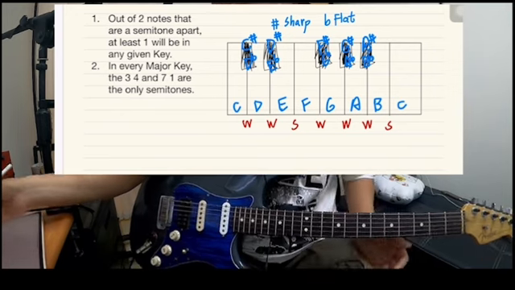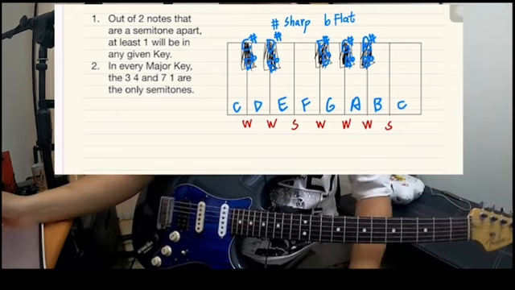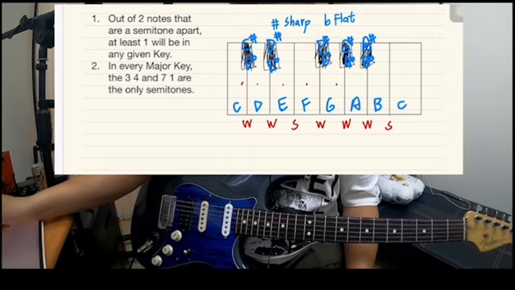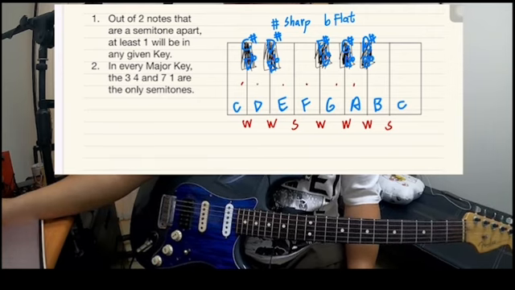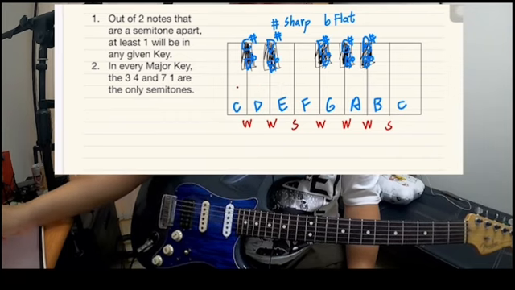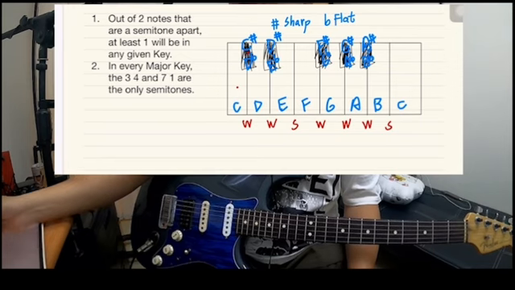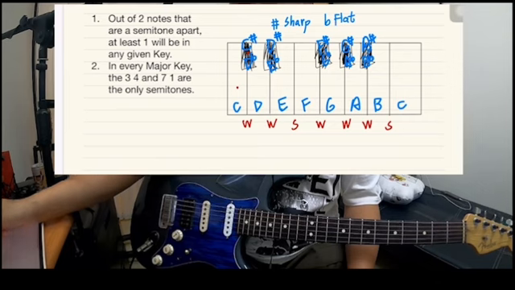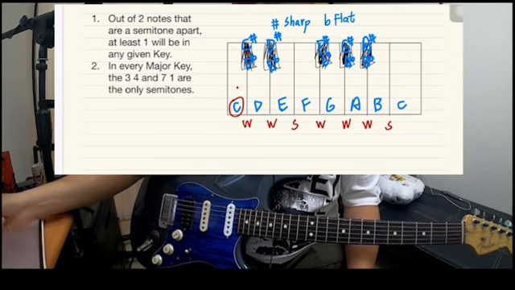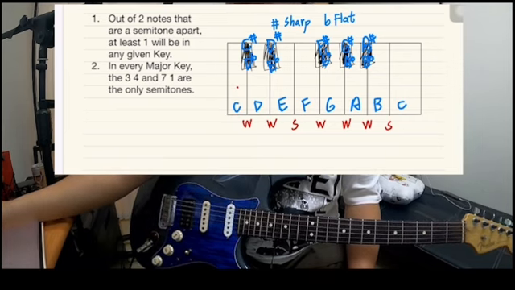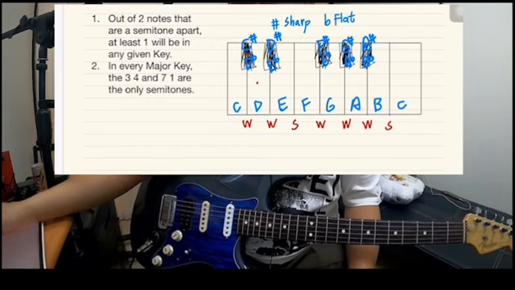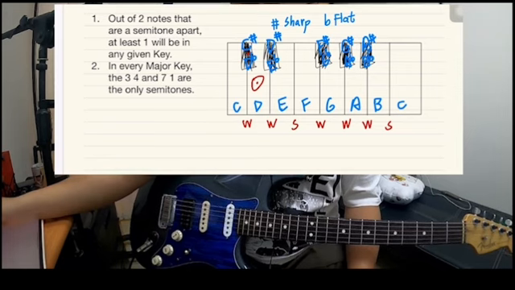and semitone apart. So for example, if I pick two notes from these 12 keys, any 12 keys that are a semitone apart, at least one is going to be in any key. Like if I pick this C and this C sharp over here, so if it's in the key of C, then at least we have the C as the note, right? If we pick two notes, like for example C sharp and D over here, at least D is going to be in the key of C.